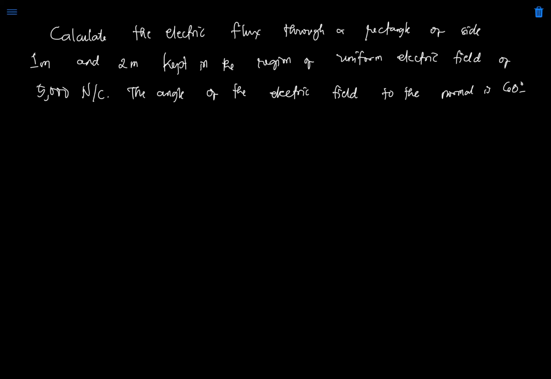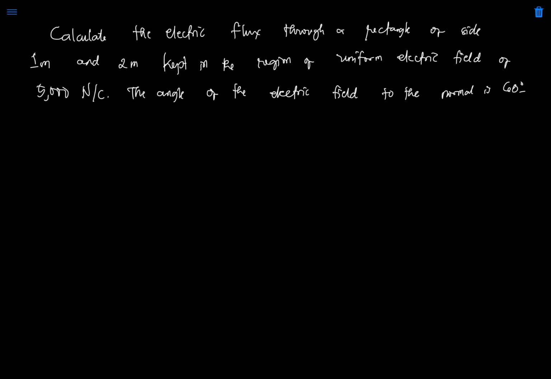Let us have this problem. Calculate the electric flux through a rectangle of side 1 meter and 2 meters kept in a region of uniform electric field of 5,000 newtons per coulomb. The angle of the electric field to the normal is 60 degrees. Now, for you to understand better the problem, let's draw the electric field and the surface.